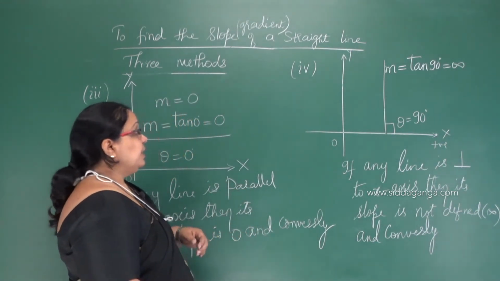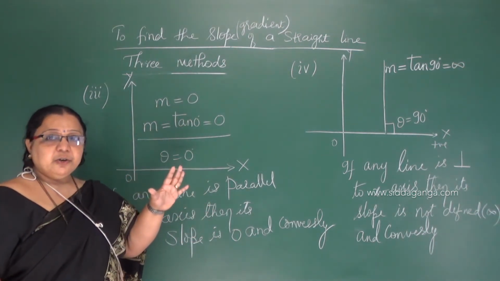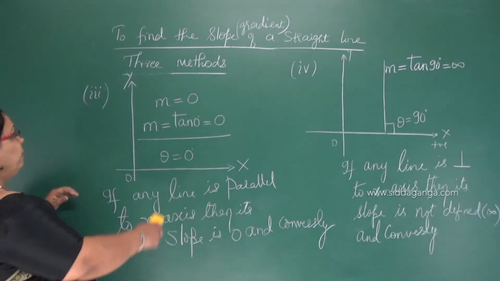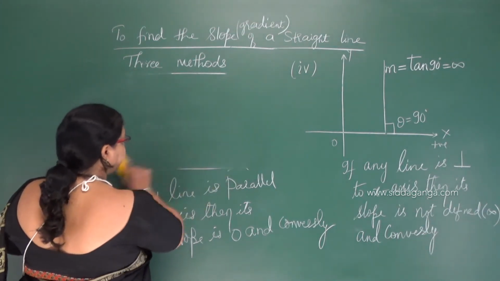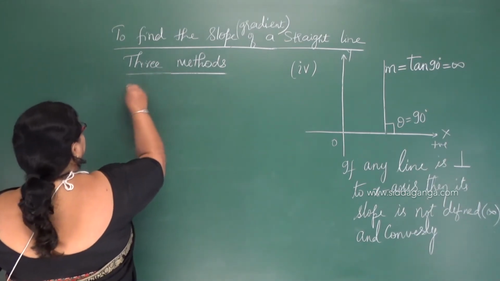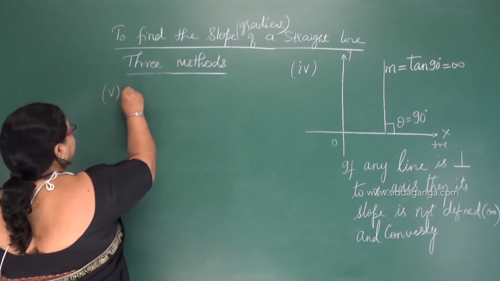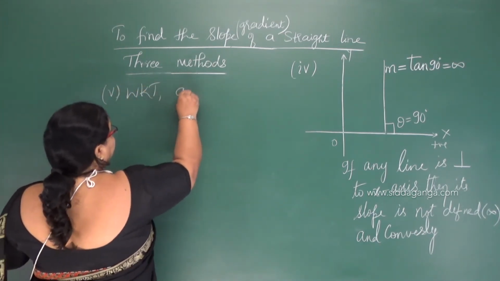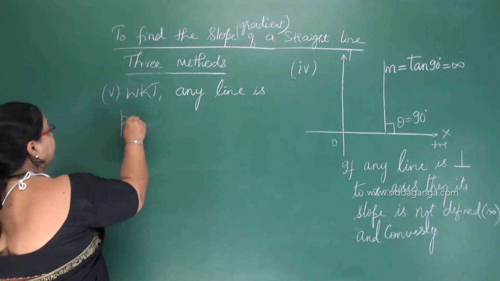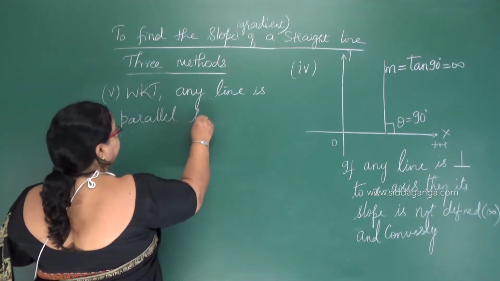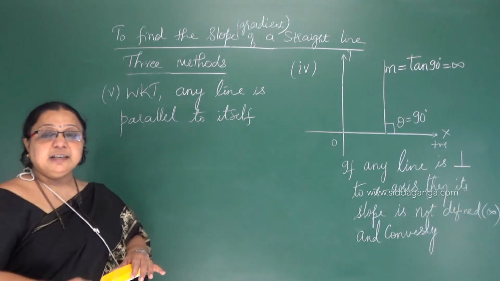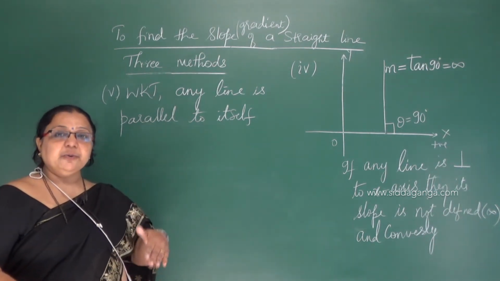So that is, in the first method to find the slope, we have these four concepts. The fifth one is here, in particular. We know the property of a straight line, a basic property. We know that any line is parallel to itself. So we know this property, which means that x-axis is parallel to itself.